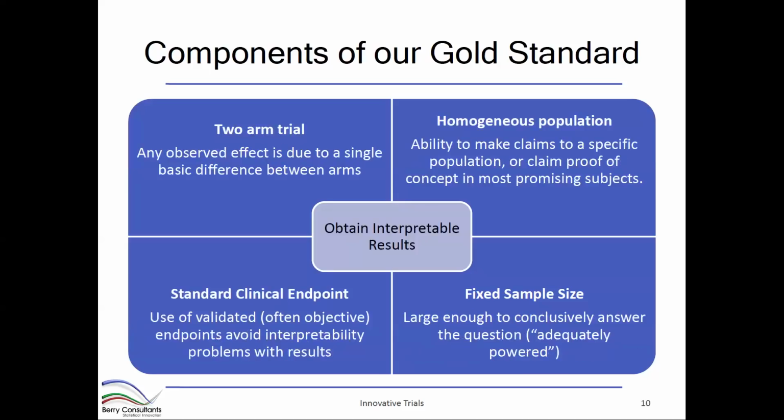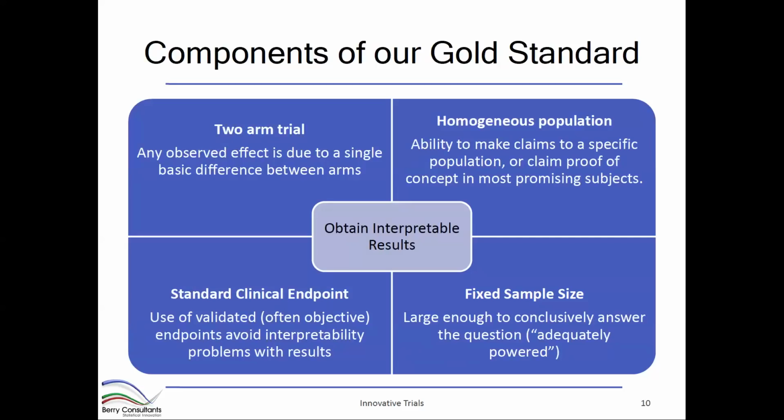Other components of our gold standard are aimed at obtaining really interpretable, conclusive results. So one reason we employ a two-arm trial in many cases is it's very nice at the end of the trial, this is what we've changed. We've randomized patients to control or treatment, and any difference that we see, we'd like to attribute it. It's either you got control or you got treatment. Differences between arms, that's what they're due to. This is the cause.